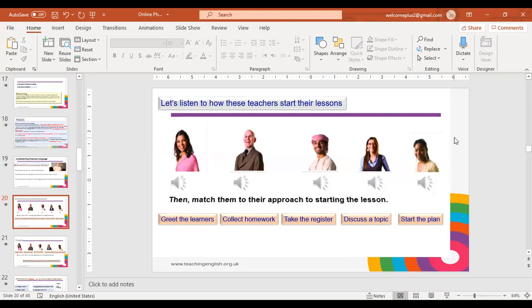I start with greeting the learners first. Then I start a warm-up activity to get them to participate in my lesson, to get them ready for the new material. Excellent. Any other ideas or approaches?